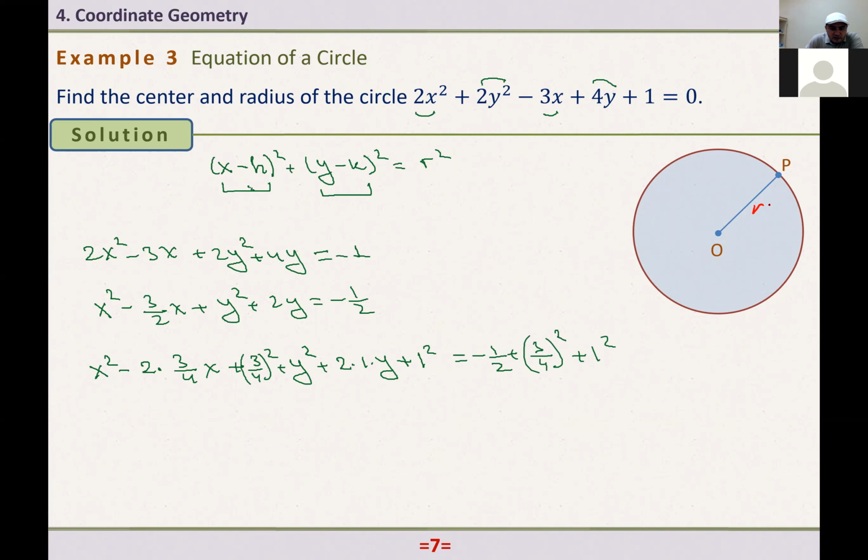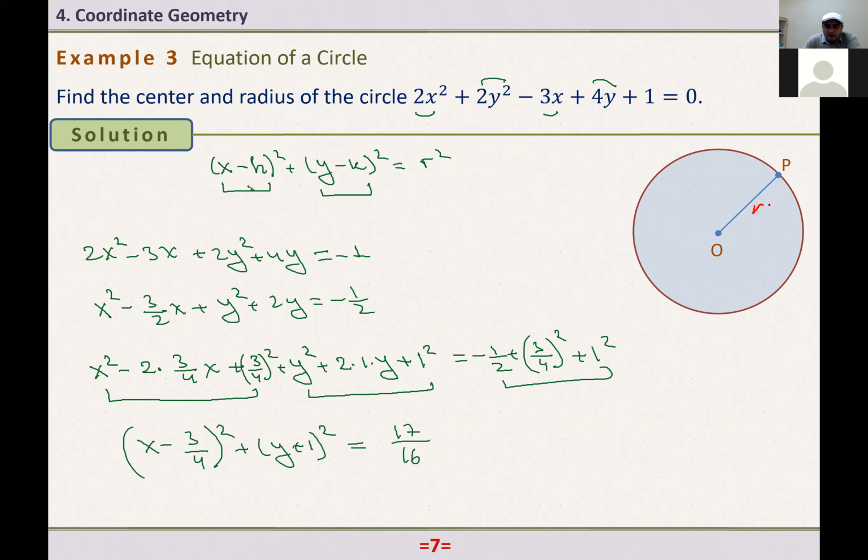Now, if you notice, here we have a perfect square: a squared minus 2 times a times b plus b squared. So we can write it as (x minus 3 over 4) squared plus, and how about here? It is (y plus 1) squared, right? Okay. And just simplify this, it gives us r squared. So that is, whatever it is, half, I think it is 16. It is 8. 8 plus 9, I think 17 over 16.